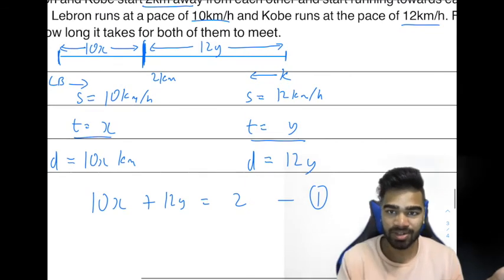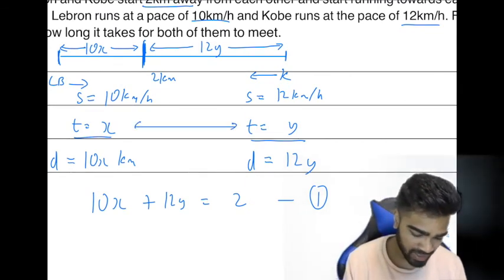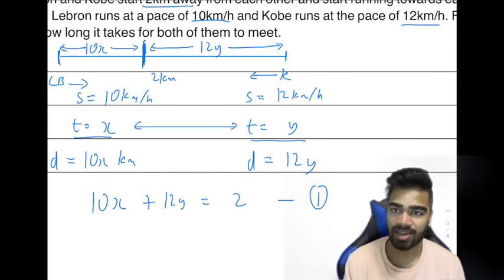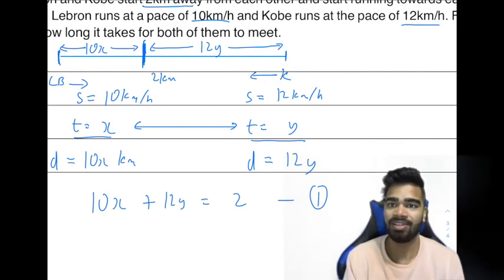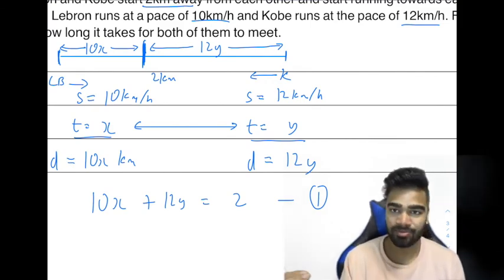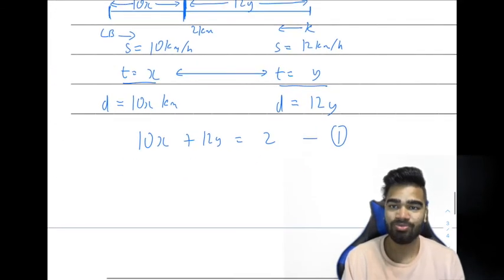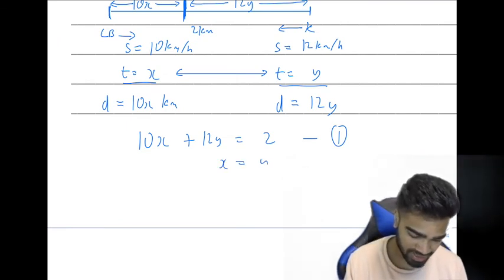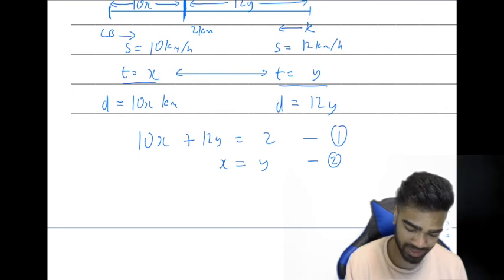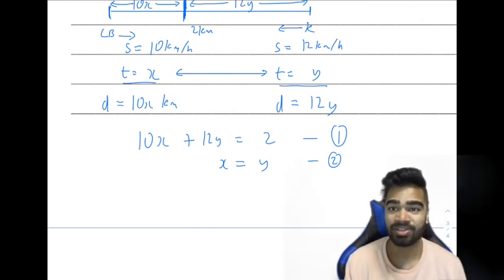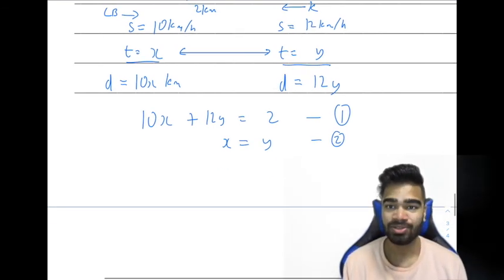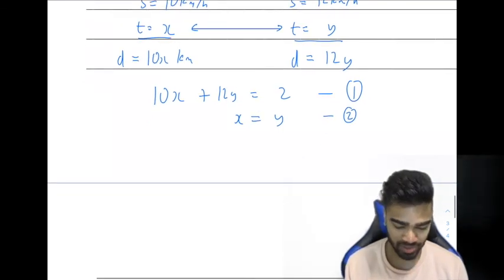So what I'm really trying to say is that the time taken for both of them to meet each other is the same, right? They're on the same timeline. They started at the same time. So the time for them to meet is the same. Okay, so really what your equation should be is, it's this simple. x equals y. x equals y is equation number 2. Simple as that.